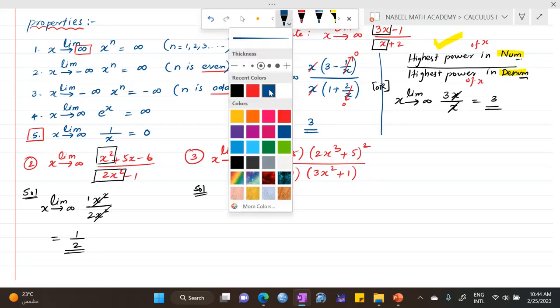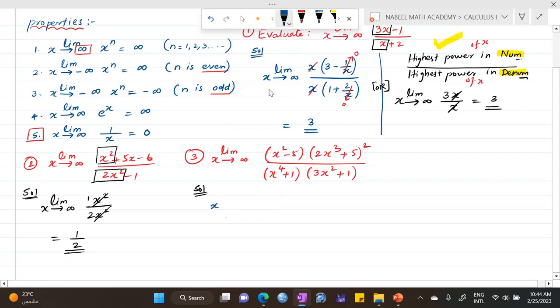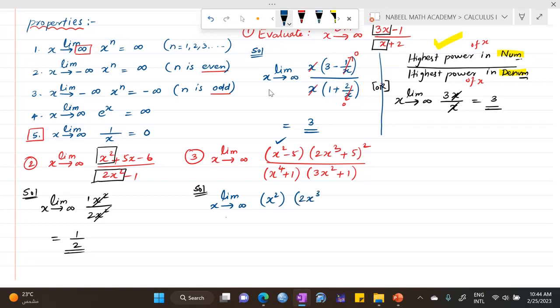So x approaches plus infinity. The highest power for the first term is x square. Now what about this term part? (2x power 3) whole square. What about the denominator? X power 4, and here this part is 3x square.